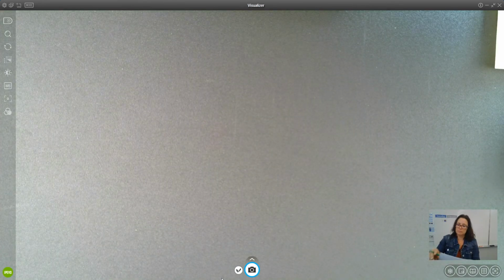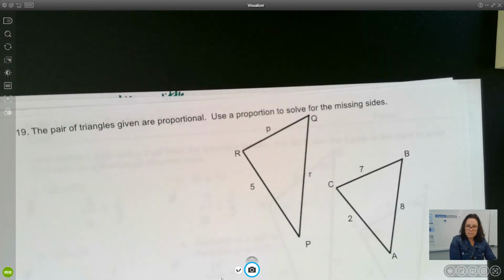Last one. The pair are proportional. Use a proportion to solve for the missing sides.